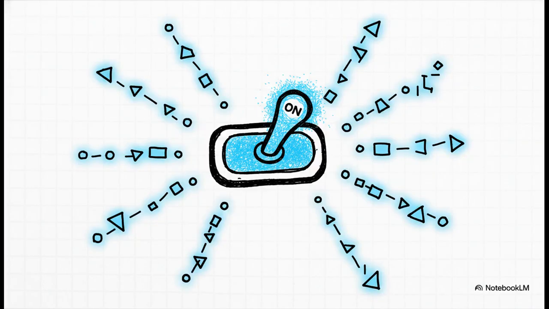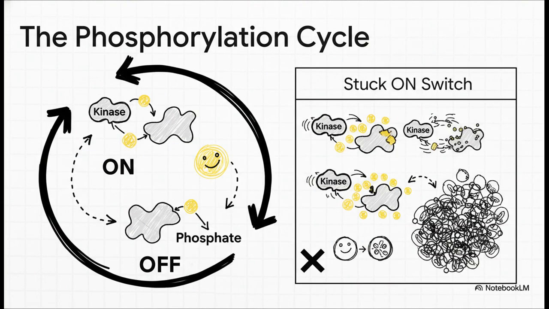To really see how powerful this whole system is, let's just zoom in on one of these, the most common, and you could argue the most important PTM of them all. That simple little on-off switch, phosphorylation. So how does this on-off switch actually work?